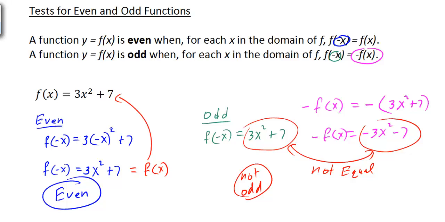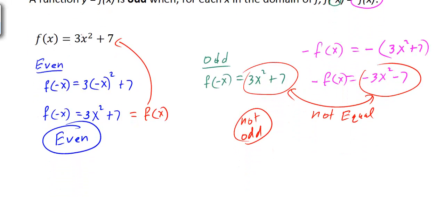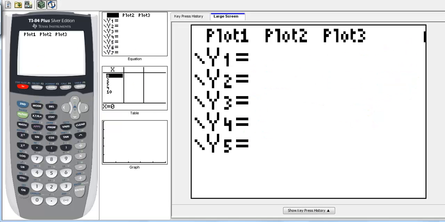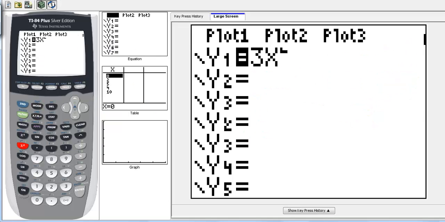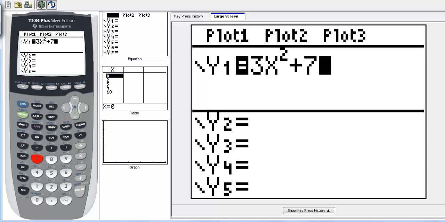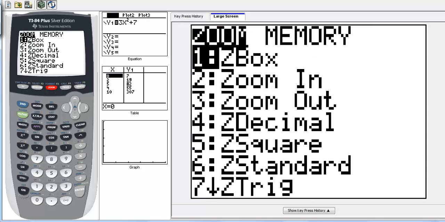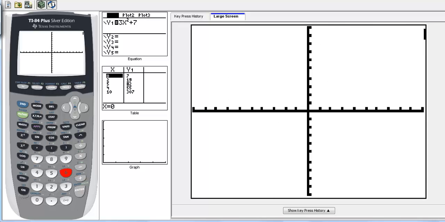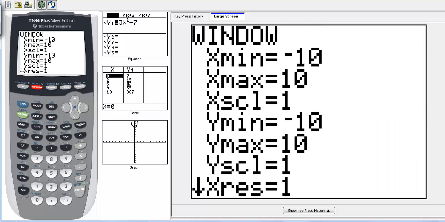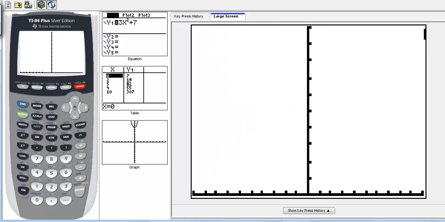Now, of course, if we were to graph this function, let's do that here. We have 3x squared plus 7. If we type in 3x squared plus 7 and go to zoom standard, we notice we have a parabola here, and I'm going to adjust this a little bit since we don't need the negative y-axis here. I'm going to make our y minimum 0 and look at the graph.